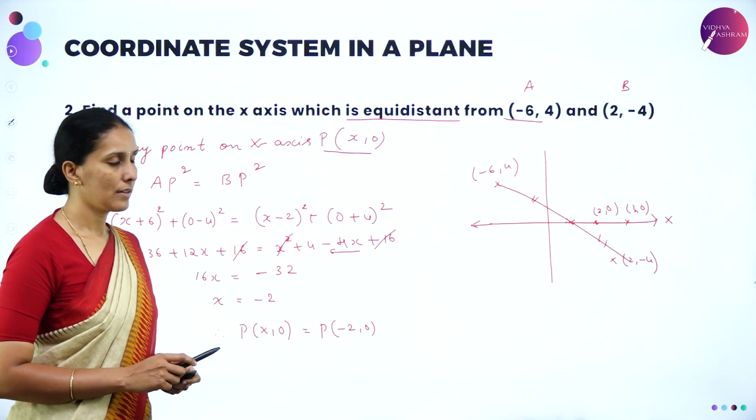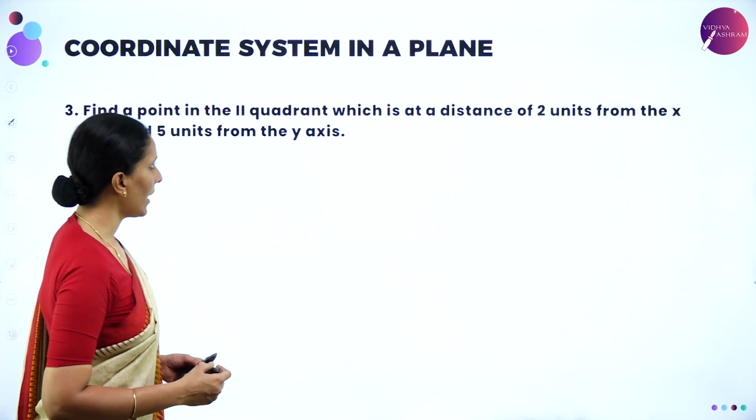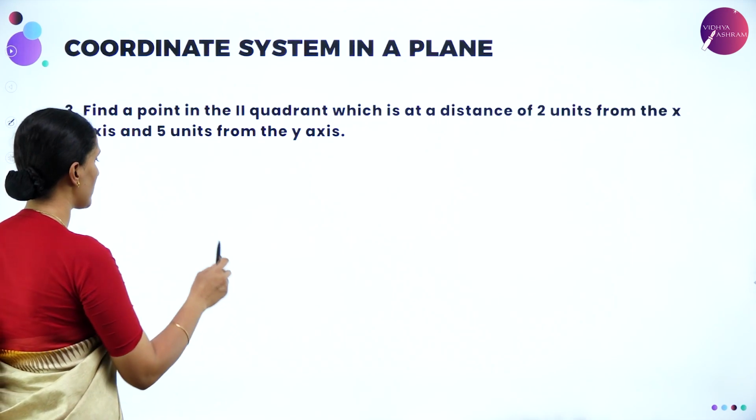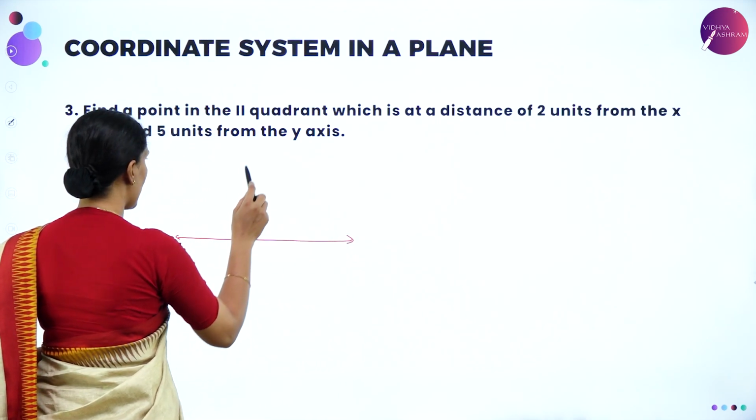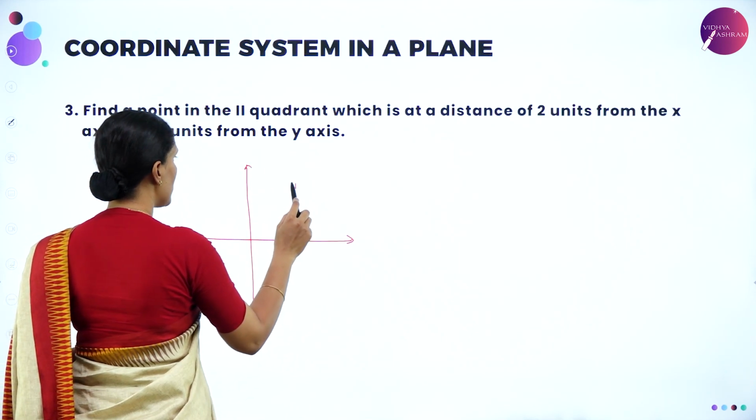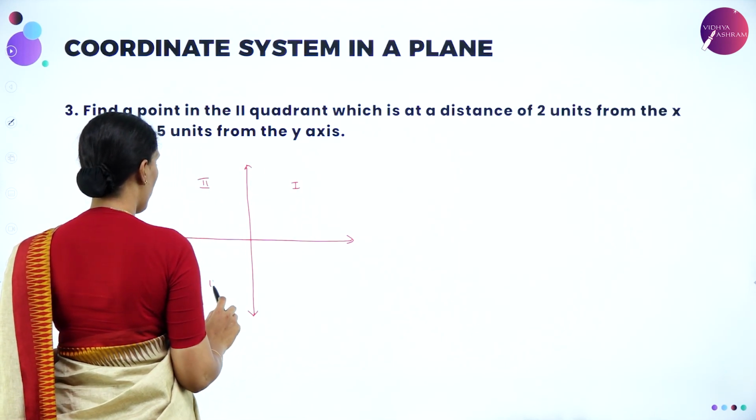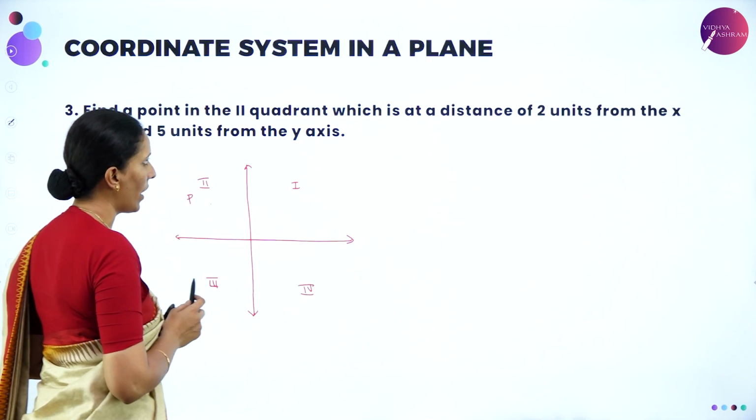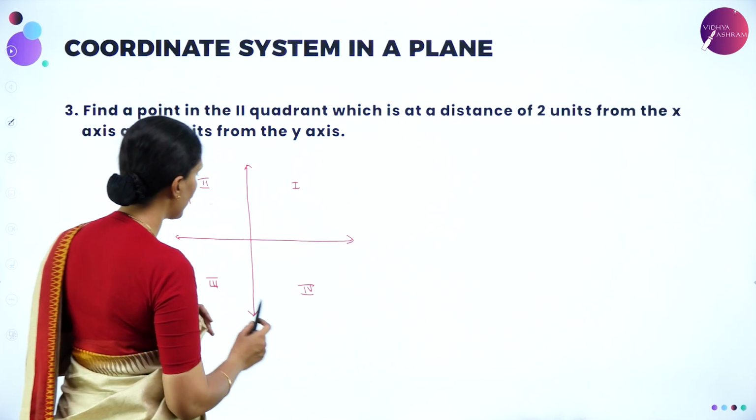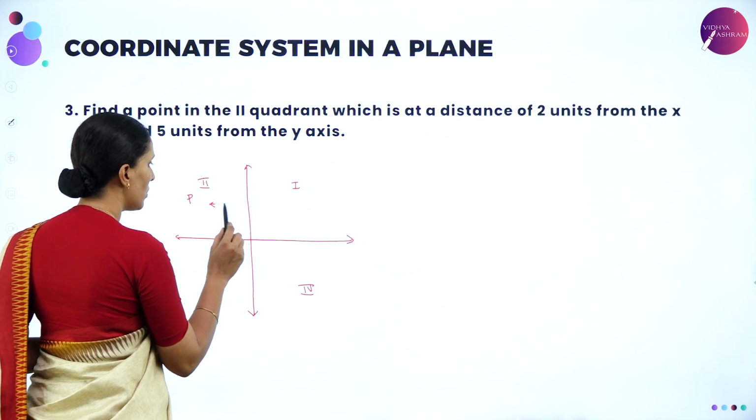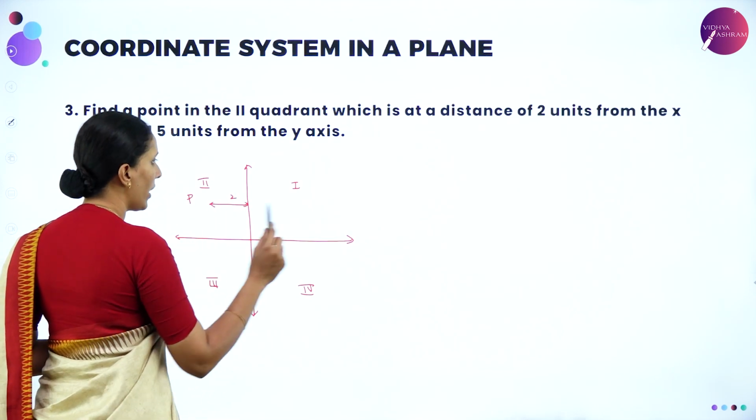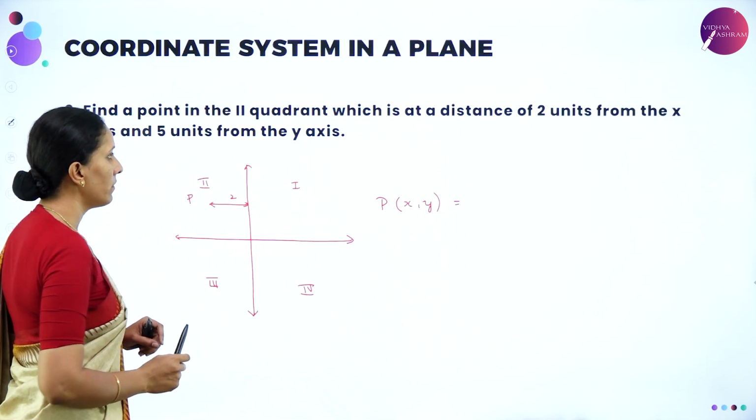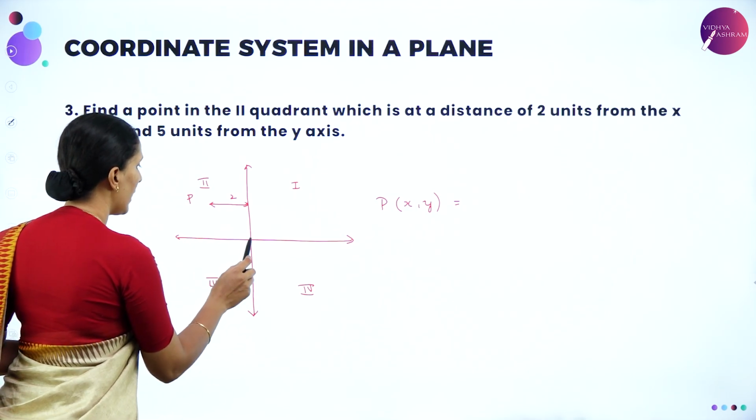Next question. Find a point in the second quadrant which is at a distance of 2 units from the x-axis and 5 units from the y-axis. So let us consider this as the coordinate axis. We know this is the first quadrant, second quadrant, third quadrant and fourth quadrant. We have a point P in the second quadrant which is at a distance of 2 units from the x-axis, so P(x, y) is at 2 from the x-axis.